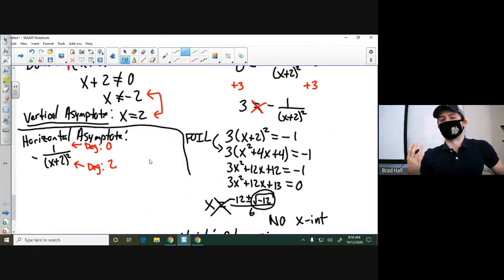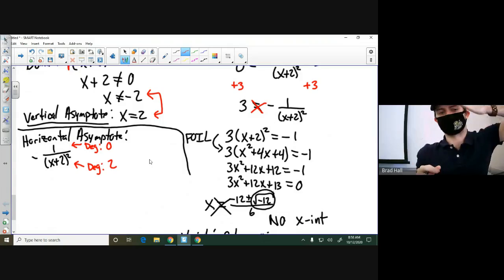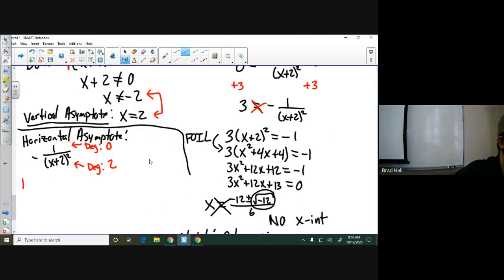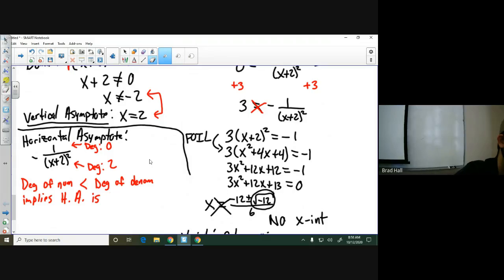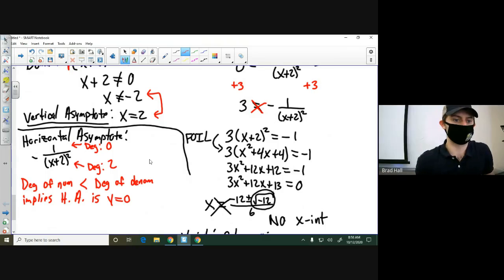So remember, from these criteria for the horizontal asymptote, since the degree of the numerator is less than the degree of the denominator, it implies the horizontal asymptote is y equal to 0, always, just 0 by default.